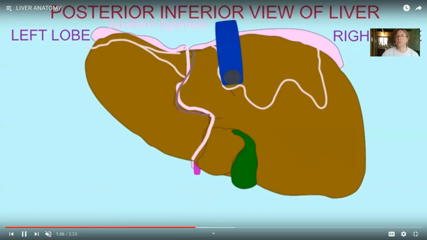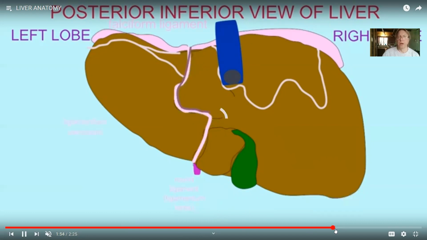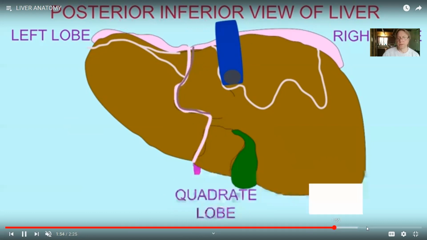The falciform ligament separates the right and left lobe and anchors the liver to the body wall. And we can even see a few depressions for where the liver contacts other organs. Right? So there we see the quadrate lobe and the caudate lobe.